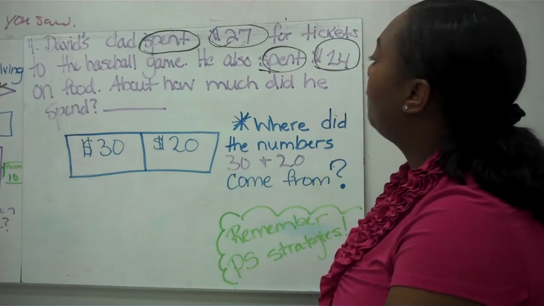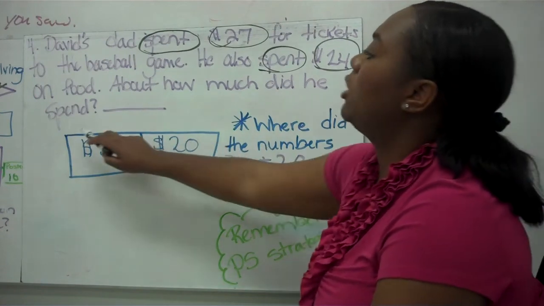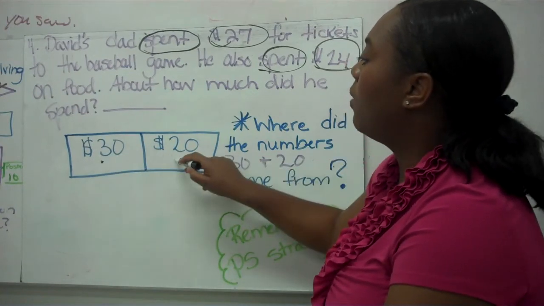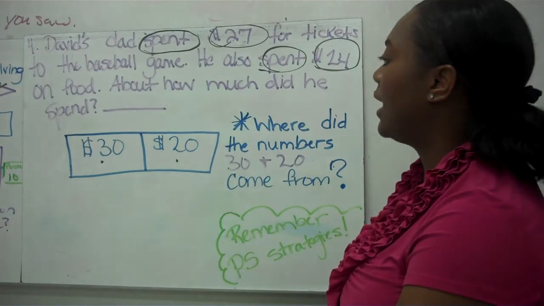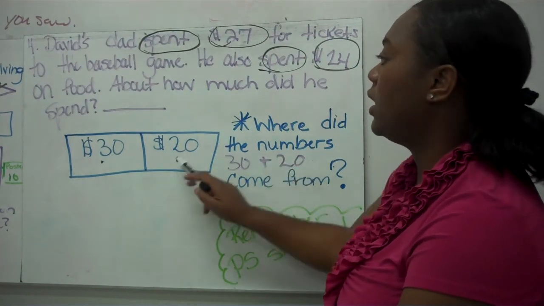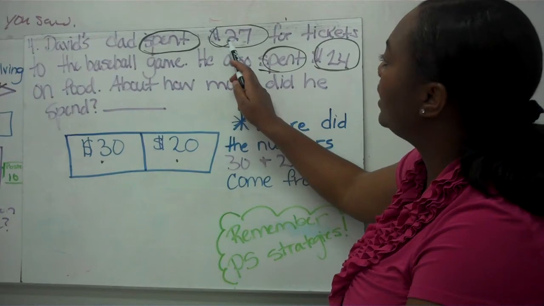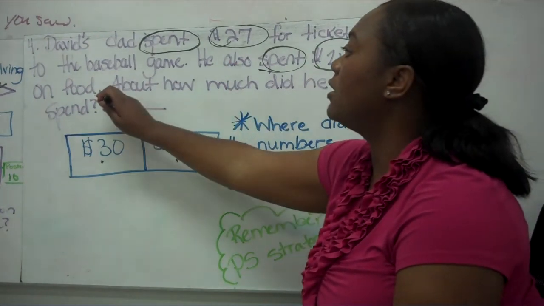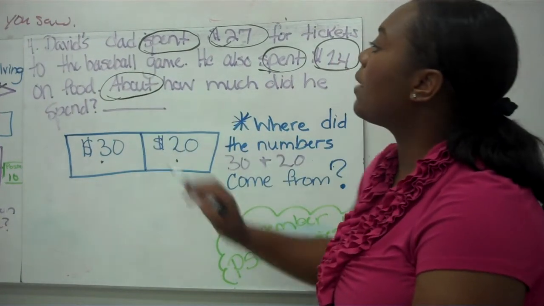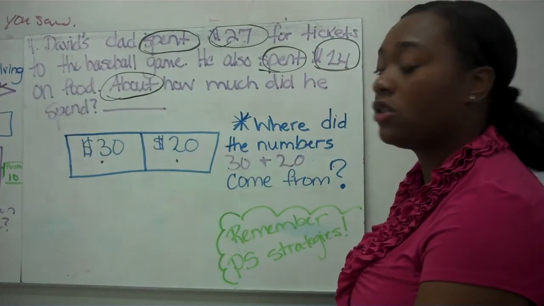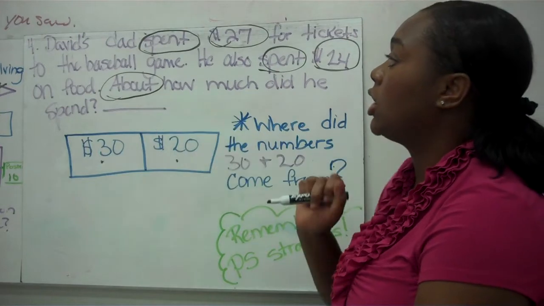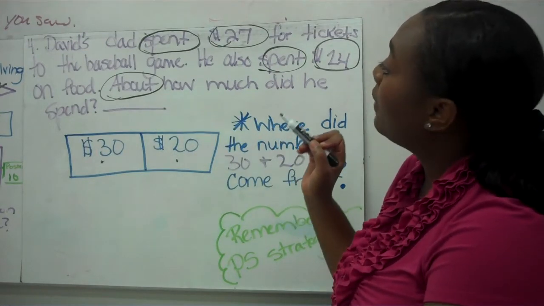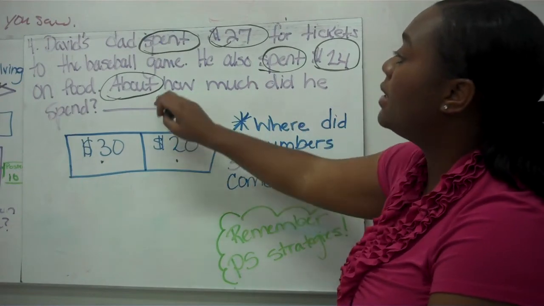Now, the first thing you need to do is look at your picture. It's telling me we've got one part that's 30 and we've got one part that's 20. The question you need to ask yourself is, where did the numbers 30 and 20 come from? Because in my word problem, I've got 27 and 24. What keyword did we miss? If you said the word about, you're correct. Remember when we were doing our rounding strategies, the word about is associated with rounding. They didn't want to know exactly how much he spent. They wanted to know about how much. So the word about tells me to round.